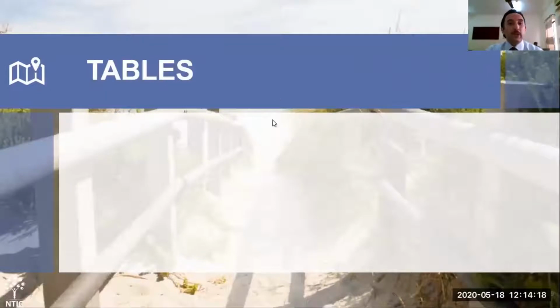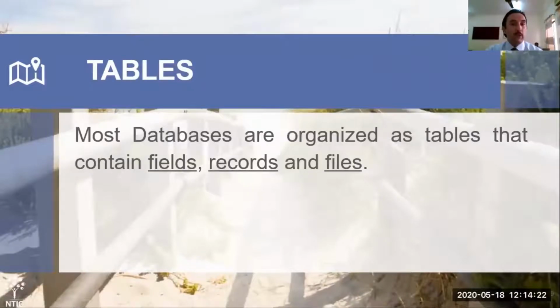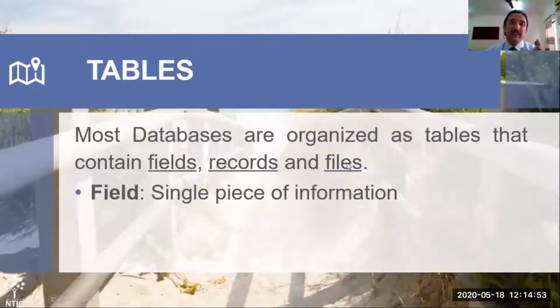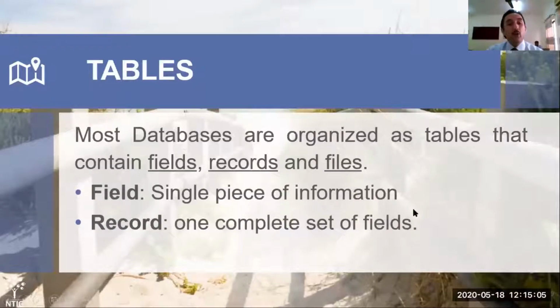Tables mean, as you know, when you enter some data in a cell, it is collected inside the tables. Most databases have tables, and we can organize them very easily. And tables should include fields, records, and files. How do we know if this is a table or not? Let's give the information briefly here. A field is a single piece of information inside the table, and a record is one complete set of fields. Did you see? A record is one complete set of the fields.